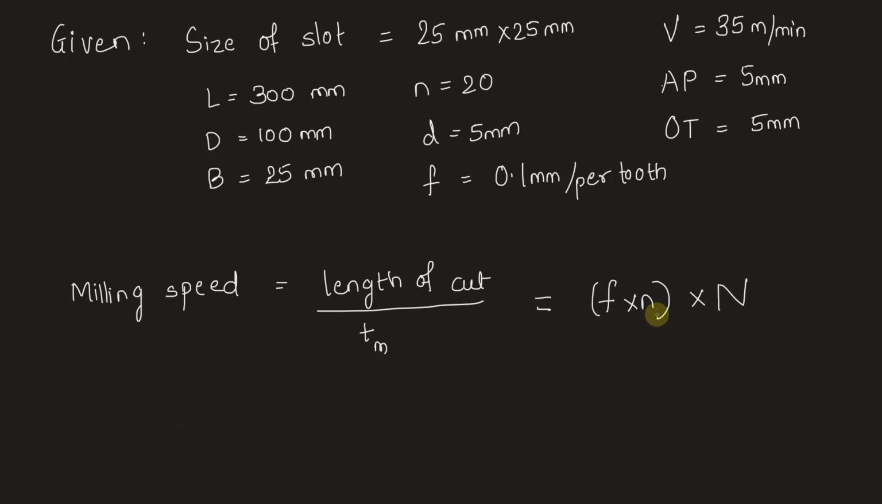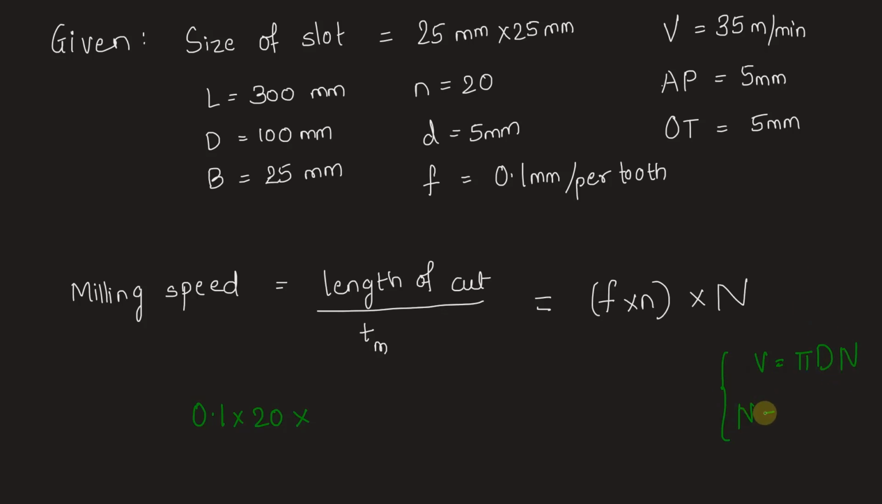Now let's substitute whatever we have. On this side of the equation we have F into N into capital N. F is 0.1, the number of teeth is 20, into capital N, which we have to calculate using the velocity. Velocity is pi d n. Pi d is the circumference, into the RPM gives us the velocity. We divide by 60 if we have the velocity in meter per second, but here the velocity is in meter per minute itself. So this is in revolutions per minute and this is in meter per minute, so we'll keep this as pi d n.